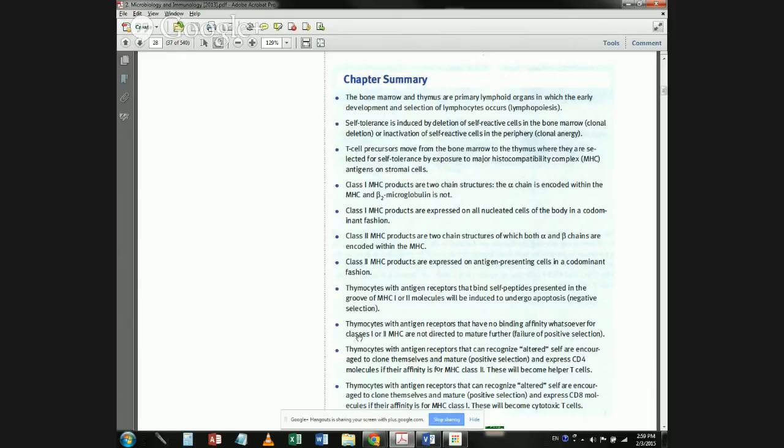Thymocytes with antigen receptors that have no binding affinity whatsoever for class 1 or 2 MHC are not directed to mature further. Failure of positive selection. That is failure of positive selection.